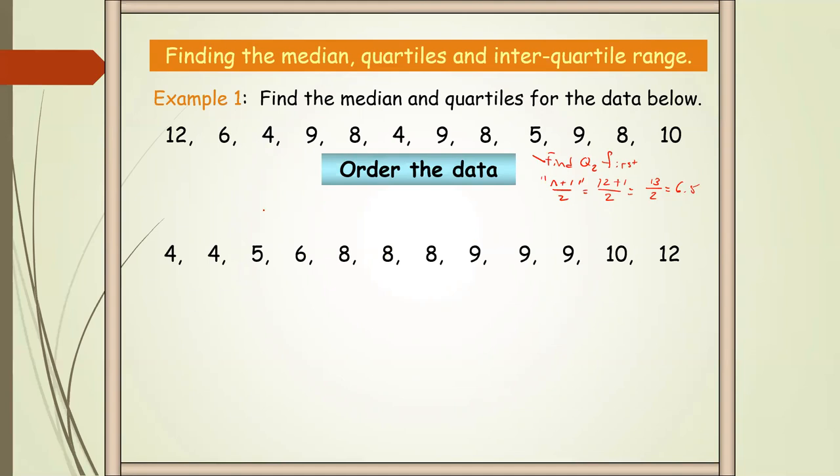Here's position 1, position 2, 3, 4, 5. Here's position 6, here's position 7. So that means our second quartile Q2 goes right here. What you do then is take the average of the two values. Well, this is pretty easy. What's the average of 8 and 8? I got it. It's 8.